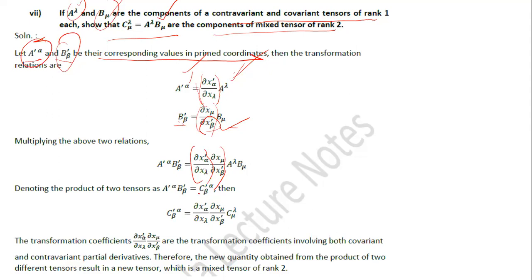So we can denote the product like this: c prime alpha beta and c lambda mu. These two terms follow the transformation relation for a mixed tensor of rank 2, because the transformation coefficient involves these two partial derivatives. These two partial derivatives are such that the prime variables are in numerator here, denominator here. So one is the covariant, one is the contravariant index, right?